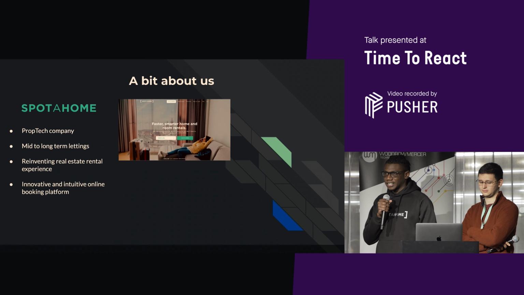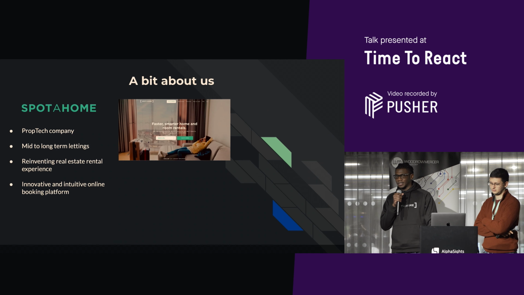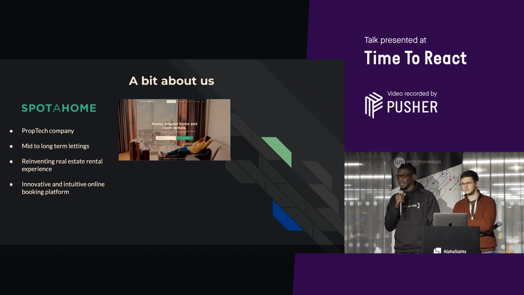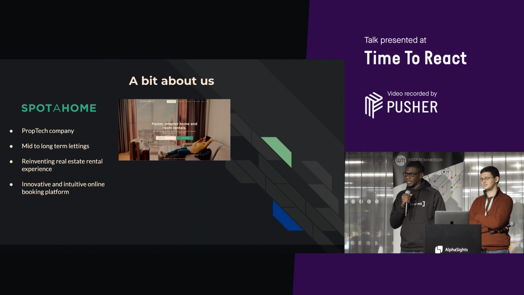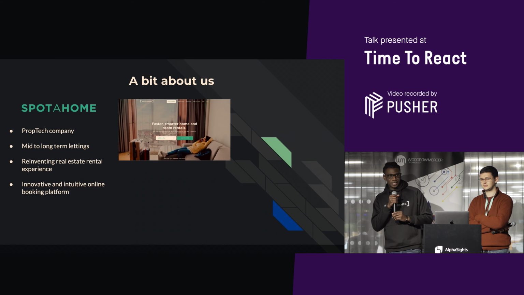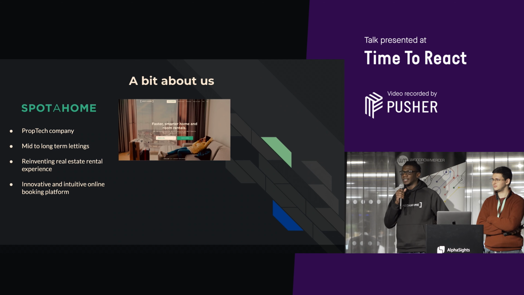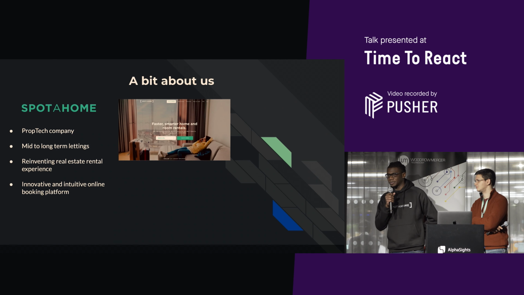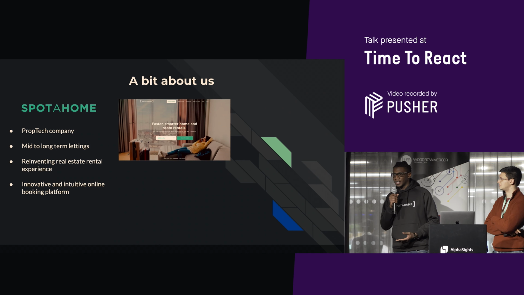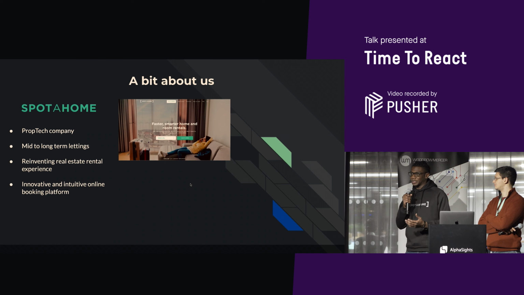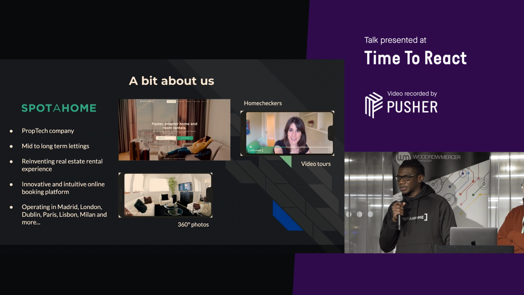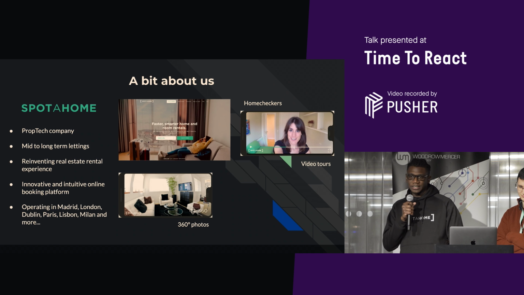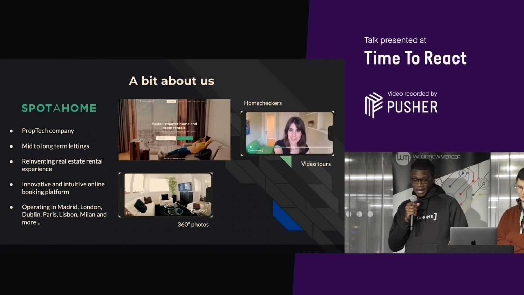And now, what differentiates us from other competitors on the real estate market? As you know, we have Airbnb, we have Rightmove, Zoopla, and the rest of them. Well, we have home checkers, basically. These home checkers are sent out to every property that's listed on our platform to do an inspection. They're able to make sure that what you see is authentic and real. So what you see is what you get. Spotahome operates in several cities across Europe, including London, Madrid, Dublin, Paris, Lisbon, and many more.